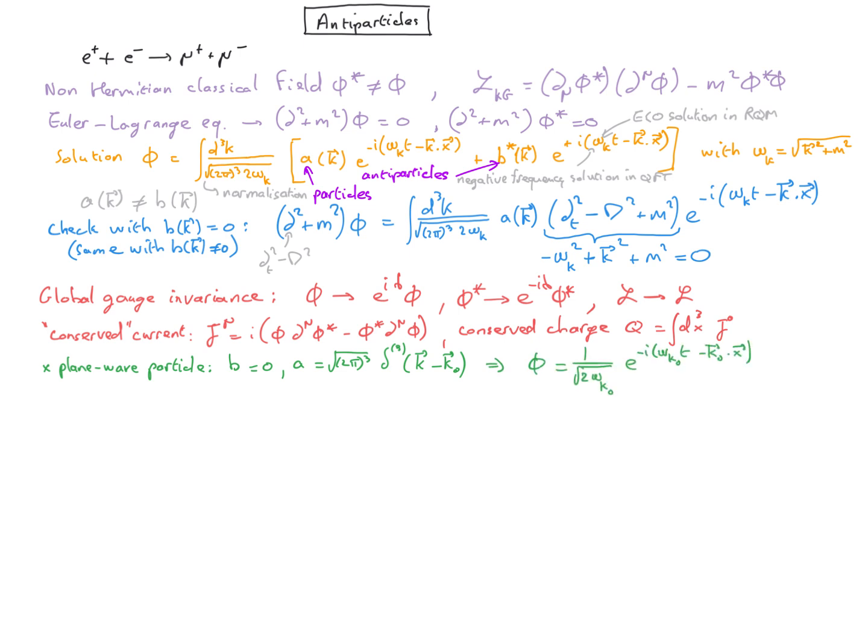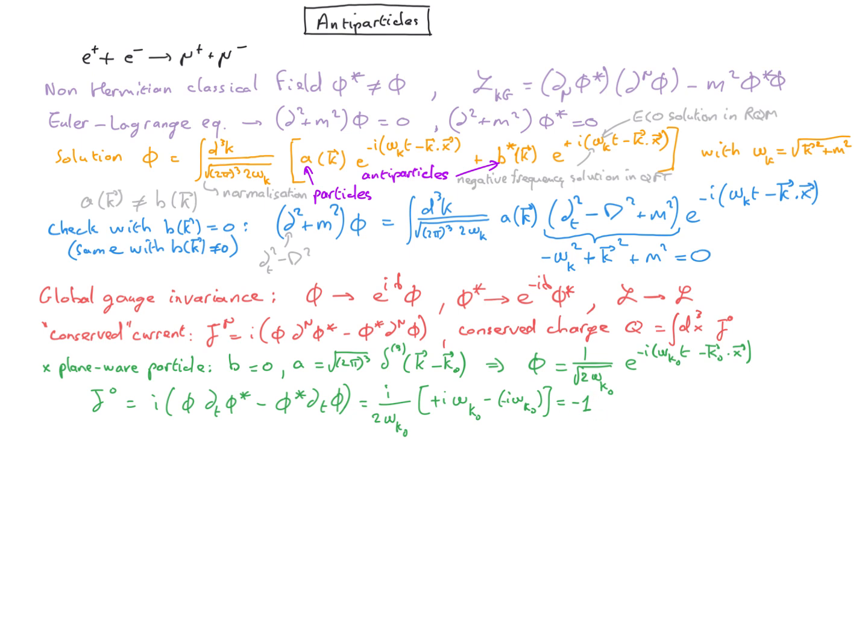We need to calculate J0 with this expression for phi. Of course, the integral over the volume will give an infinite result. That's because we have a plane wave. However, it doesn't really matter, because what we just want to compare between particles and antiparticles is the sign of the charge. So we got a negative charge for the particle.